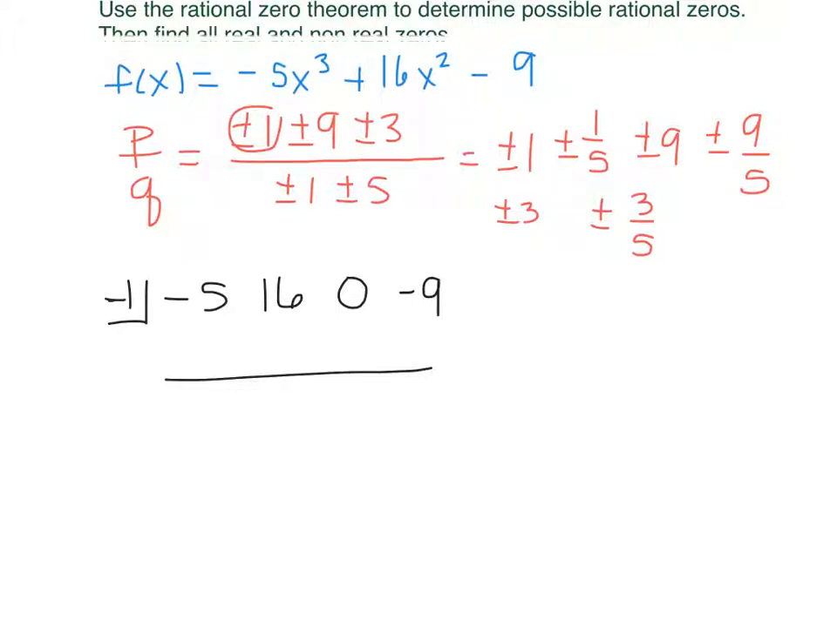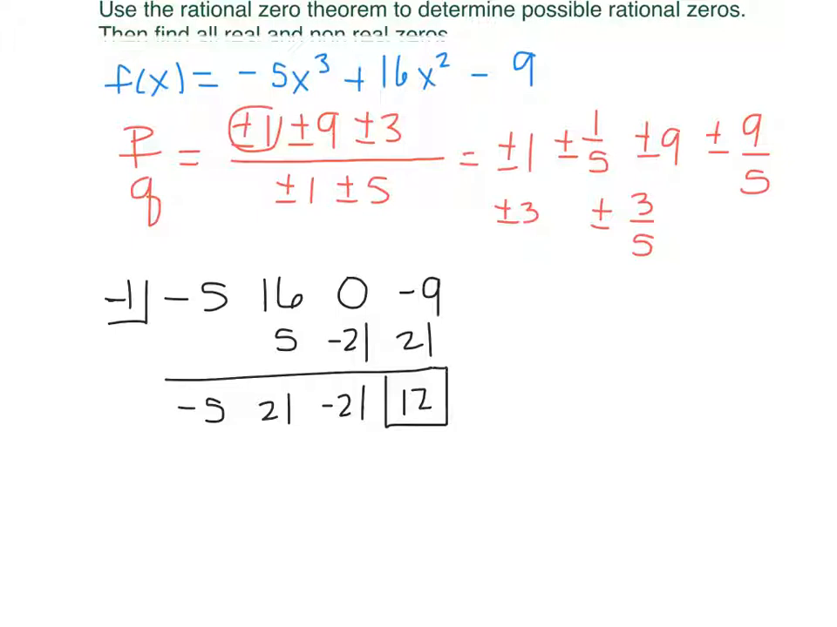Okay, so going through synthetic division, we add negative 5 to, there's nothing there, so it's just 0. Multiply negative 5 times negative 1, we get positive 5. We add down, we get 21. 21 times negative 1, we get negative 21. We add down, we get negative 21. And then doing the multiplication, we get a positive 21. And if we add that down, we end up with a 12.